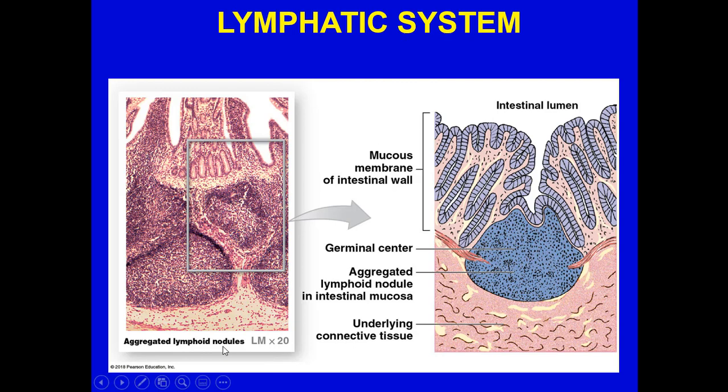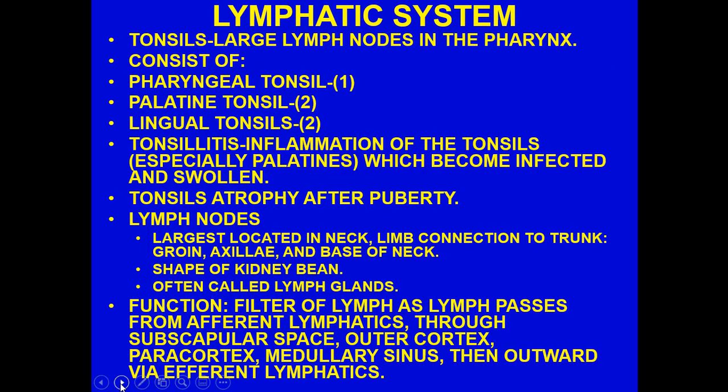Here you have an aggregated lymphoid nodule. In this case, this might be a Peyer's patch in the intestinal mucosa. So it's deep enough not to be in direct contact, but it does monitor if there is any presence of pathogens, etc. Okay, so it's in the intestinal wall, so that would be the Peyer's patch.